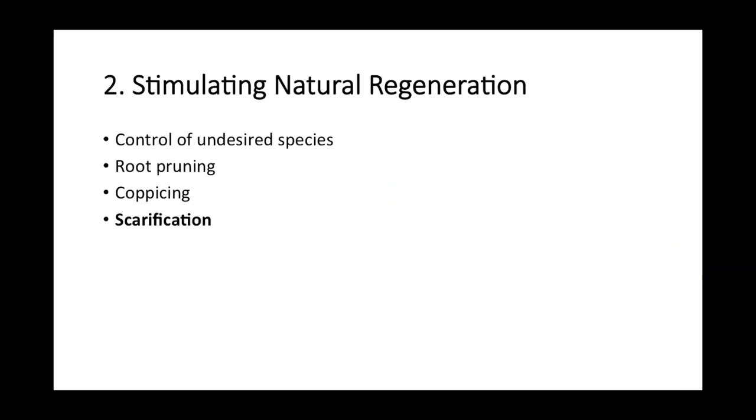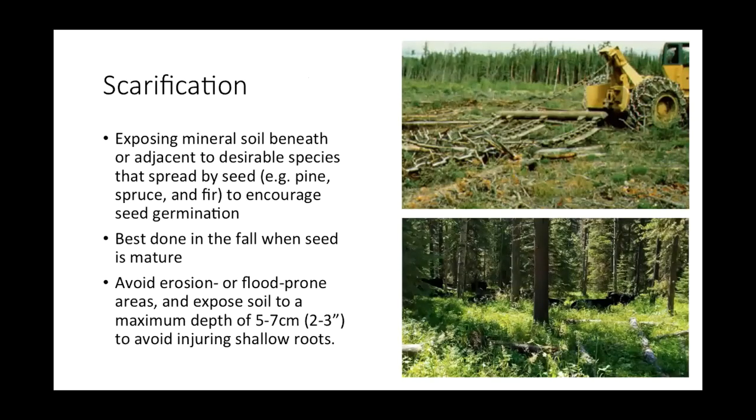Another option is scarification. Again, this is trying to encourage natural regeneration without going to the effort of planting. Scarification is basically exposing mineral soil, so exposing soil near adjacent species to encourage seed germination. So near species that are going to seed and you want them to have good regeneration, you scuff up the soil a bit. You expose a little bit of mineral soil there so they have a greater chance of setting seed.